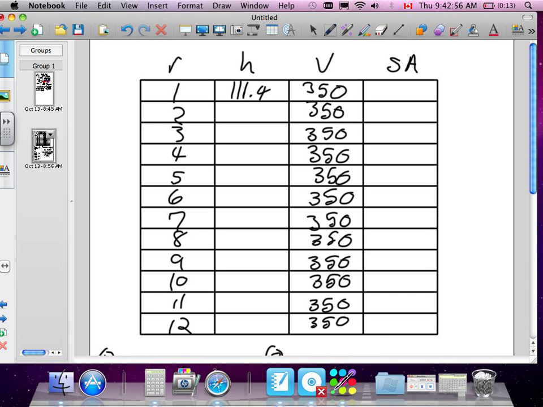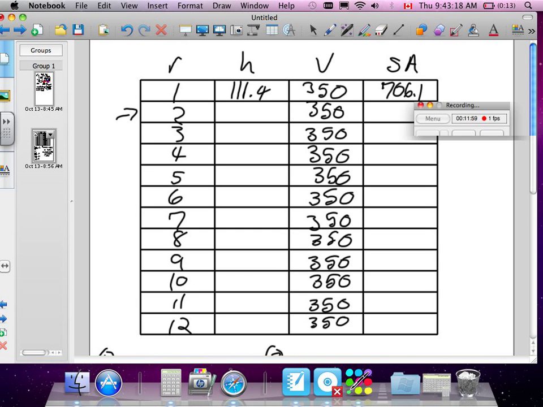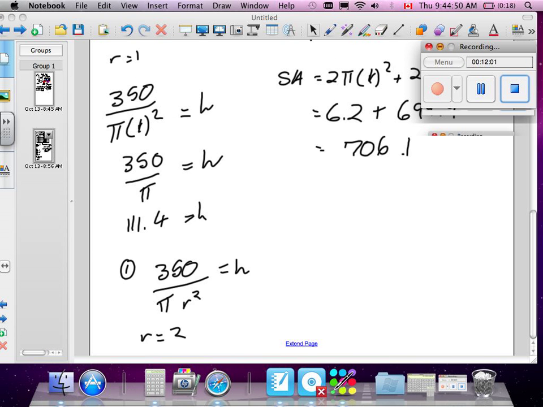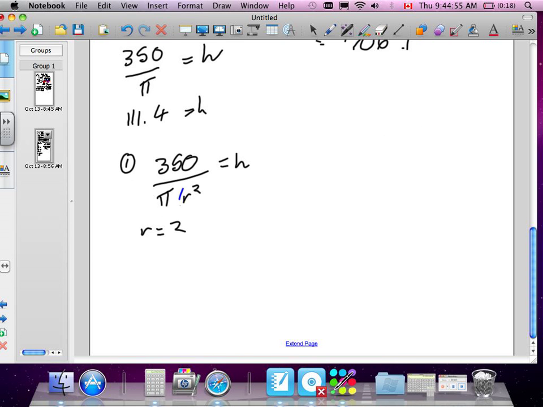What I'm going to have to do is repeat that process. When R is 2, plug it into the first formula, solve for H, then plug in R at 2, and whatever our H is into our surface area formula and solve. Did anyone find out what the minimal surface area is? Okay, we're going to plug in when the radius is 2. So we're going to plug it into the formula we created above. We'll get 350 divided by pi times 2 squared. And that will give us our height.